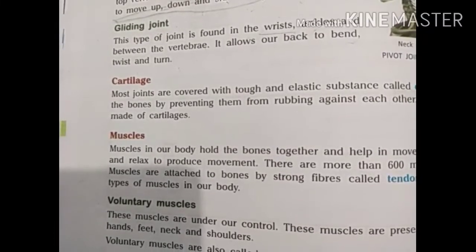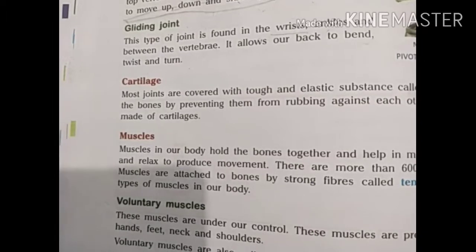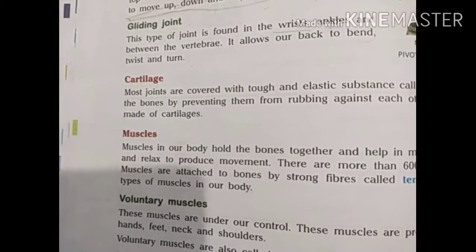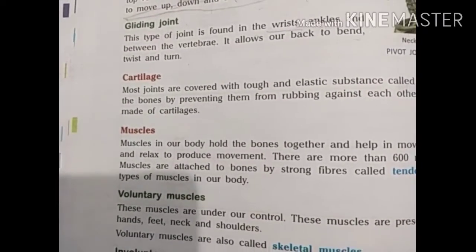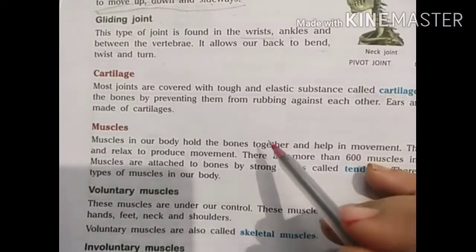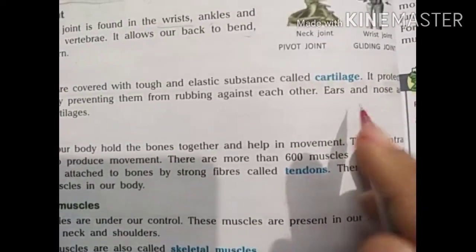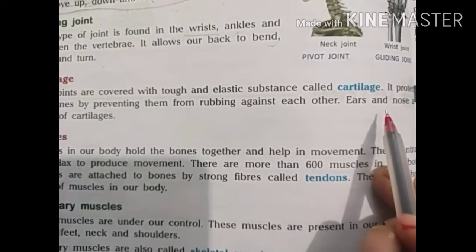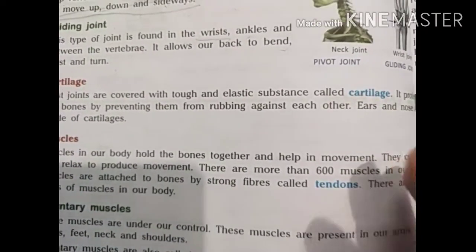They are only found in specific areas where they protect our joints and our bones, according to the requirements of the body in our skeletal system. Where are they found? Especially in our ears and nose. These areas are made of cartilage. Ears and nose, these two parts have cartilages.